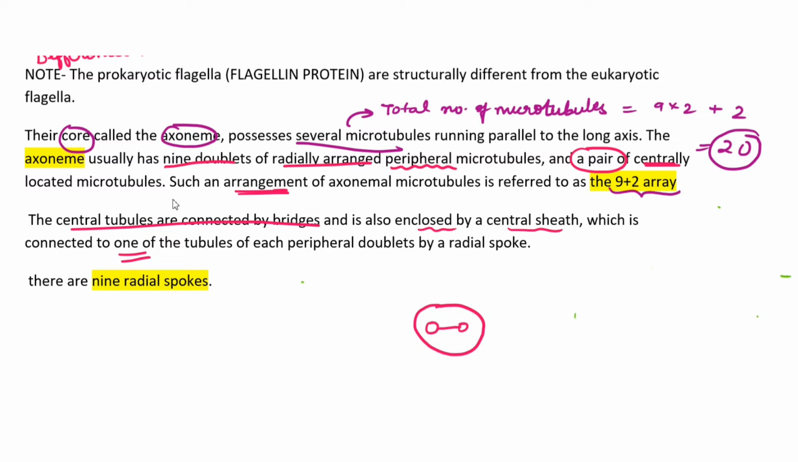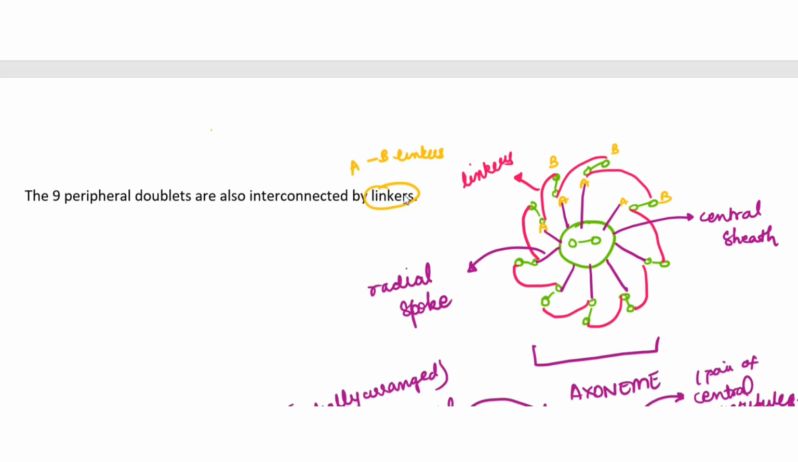One of the tubules of each peripheral doublet, by a radial spoke. What was that microtubule? That was the A microtubule. So the central sheath is connected to one of the tubules, that is the A tubule, of each peripheral doublet by a radial spoke. So how many radial spokes are there? There are 9 radial spokes. So I hope now you have understood.